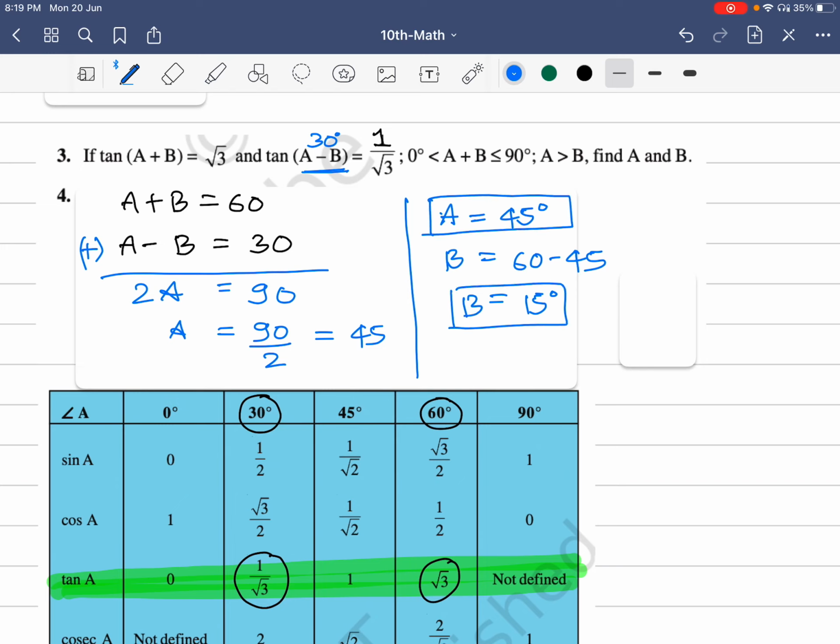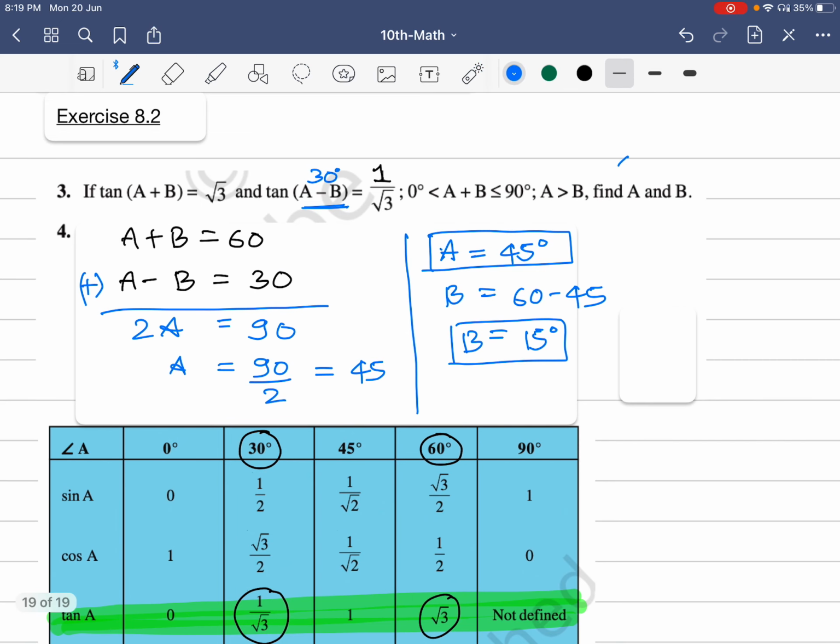So these are the two values of A and B, and let's confirm that A + B, which is 60, is less than 90 degree, it is greater than 0 degree, and A is greater than B. Yes, A is 45 degree, B is 15 degree. So thus we have found out the values of A and B. A is equal to 45 degree and B is equal to 15 degree. These are the values. So we have solved question number 3.